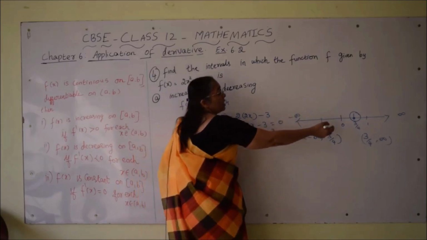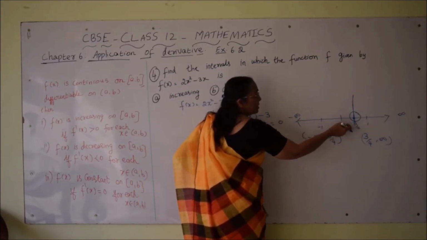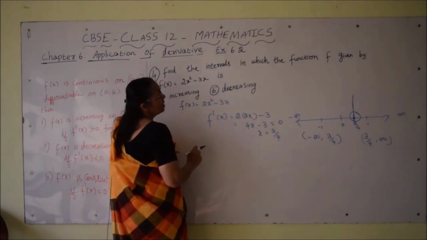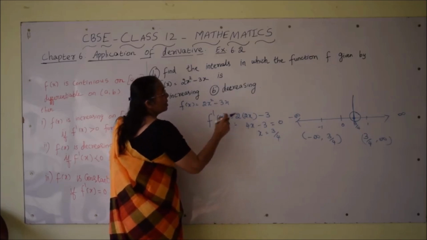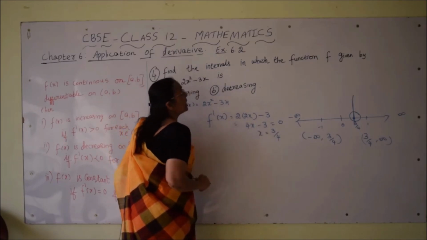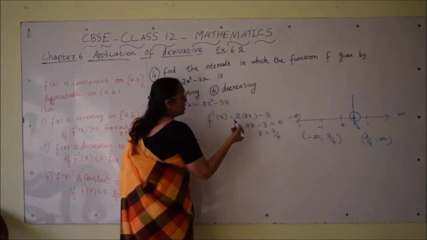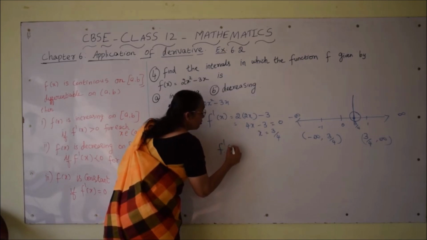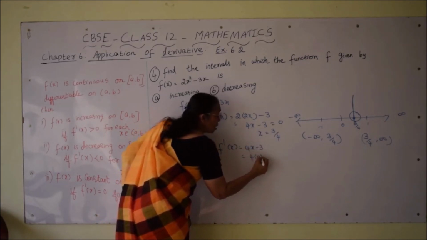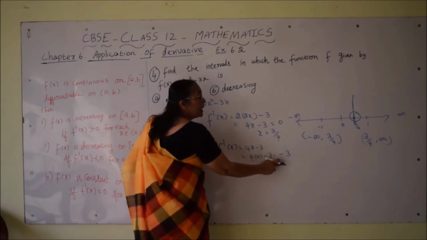So, this is the interval here, 3 by 4 is the point. Let me take one point here which is less than 3 by 4, that is 0. So, we will substitute 0 in our f dash of x. So, f dash of x is 4x minus 3, 4 times 0 minus 3 which is negative. So, f dash of x is negative.